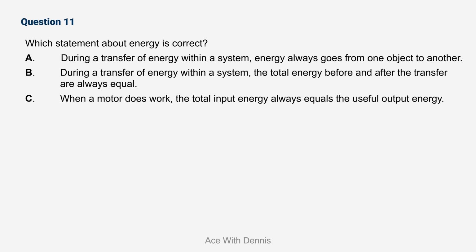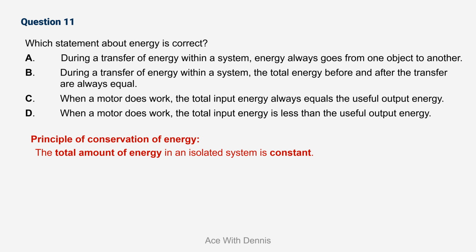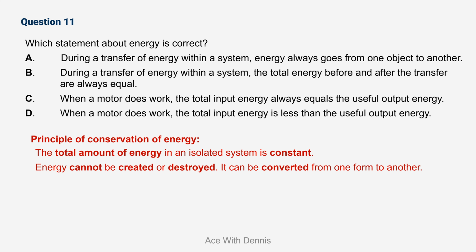C. When a motor does work, the total input energy always equals the useful output energy. Or D. When a motor does work, the total input energy is less than the useful output energy. To answer this question, we need to relate it to the principle of conservation of energy, which states that the total amount of energy in an isolated system is constant. Energy cannot be created or destroyed. It can be converted from one form to another.